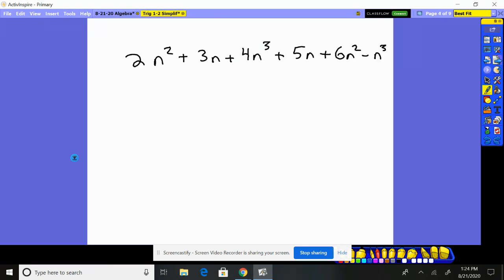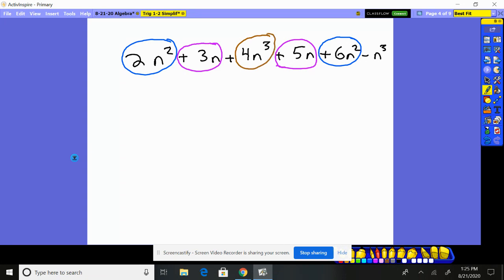If we come here, we see a lot of n's, n squareds, and n cubes. Well, with this 2n squared, who's going to match with him? Are there any other n squareds? Yes, this will go with him. Well, what about n's? Here's 3 n's. Who will go there? Well, he combines with 5 n's. And finally, n cubes with n cubes.